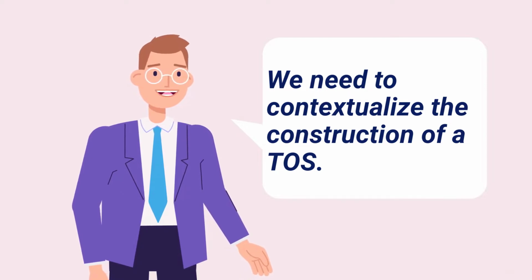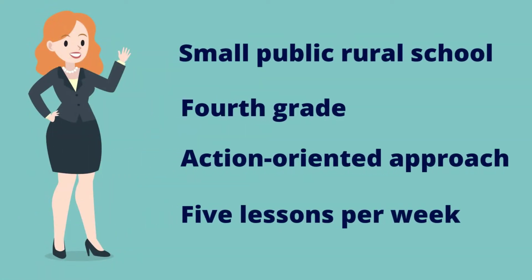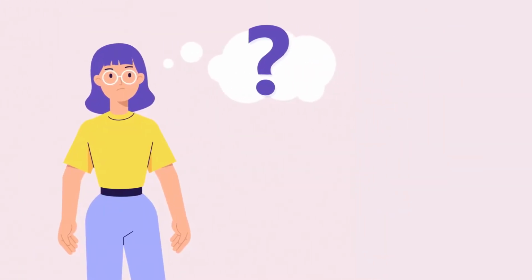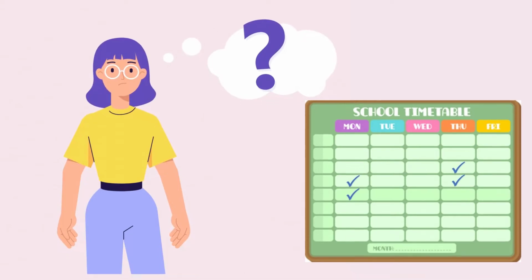context. Thus, Angela's colleague proposes imagining the case of Elisa Morales, who works in a small public rural school named La Esperanza. She teaches her 4th grade group using the action-oriented approach, or AOA, and she has to teach 5 English lessons per week. Before Colin continues, Angela asks if the number of lessons per week would have an impact on the design of the TOS.